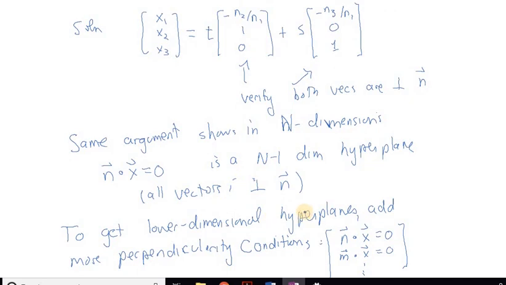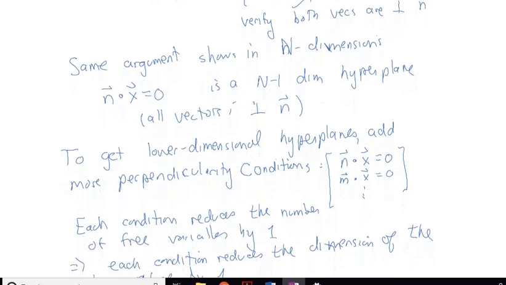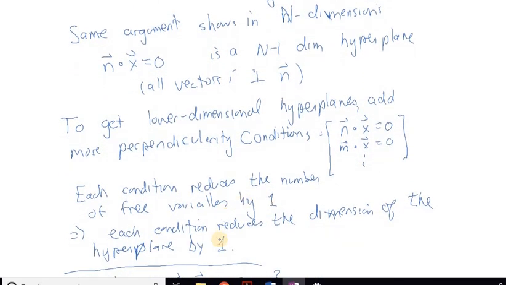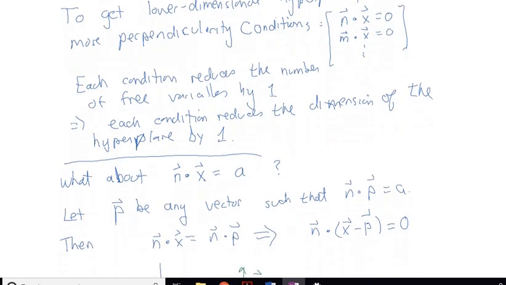Now that's an n minus 1 dimensional hyperplane. If I want to get lower dimensional hyperplanes, then just add more perpendicularity conditions. Say your vector has to be perpendicular to n, and also to m, and also to q, and also to w, etc. Each time you add another perpendicularity condition, you will reduce the number of free variables by 1, and that's going to reduce the dimension of the hyperplane by 1, right? Because the number of free variables is the same as the dimension of the hyperplane.